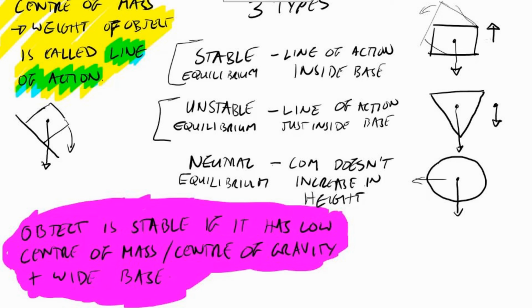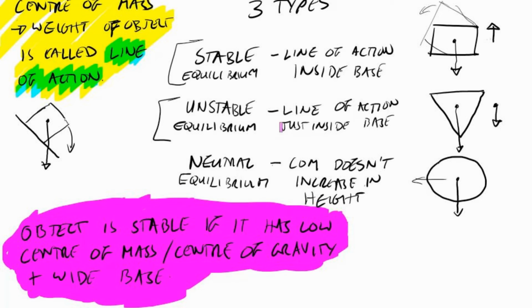There we are. So an object is stable if it has a low centre of mass or centre of gravity and a wide base. Now at this point some of you are probably saying, centre of mass, centre of gravity, what's the difference? There isn't one. There just literally isn't one. Centre of mass and centre of gravity are the same thing. Okay, so now we know this, we can start looking at some slightly more curious effects for moments.